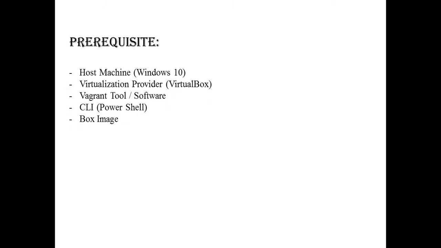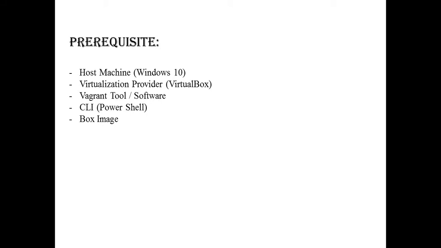So what are the prerequisites in order to use the Vagrant tool? First of all, we will need a host machine, let it be Windows or Linux. In our case, we'll be using Windows 10 operating system as our host machine. Then you will need a virtualization provider, let it be VMware or Virtualbox or anything else. In our case, we'll be using Oracle Virtualbox as our base virtualization provider.